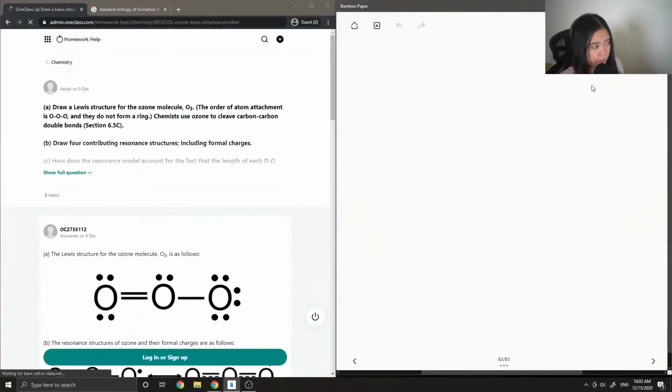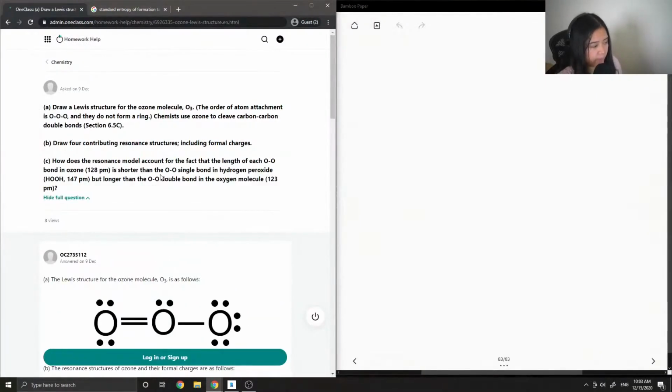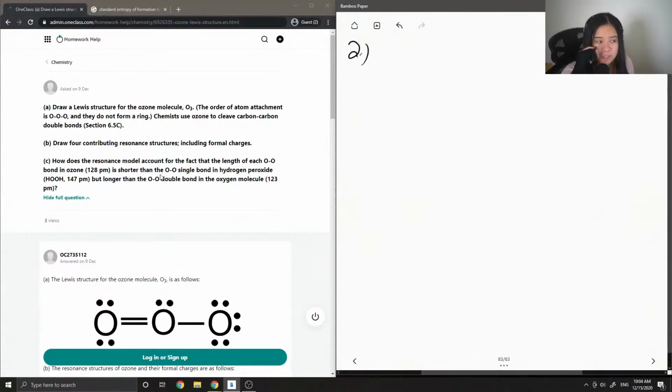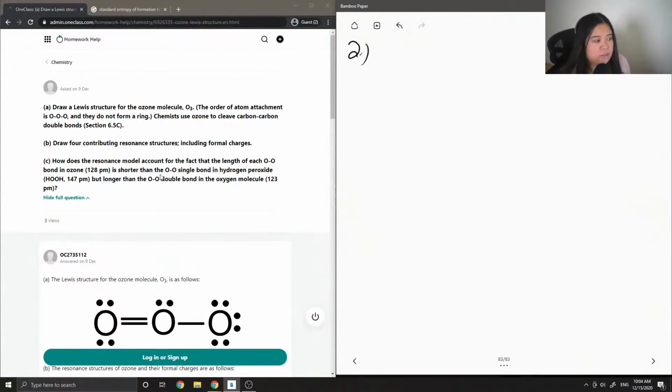Okay, so now we can move on to question number 2. Part A says to draw a Lewis structure for the ozone molecule O3. The order of atom attachment is O-O-O, and they do not form a ring. So they just gave a little hint. Chemists used ozone to cleave carbon-carbon double bonds. Part B is to draw the contributing resonance structures, including formal charges.